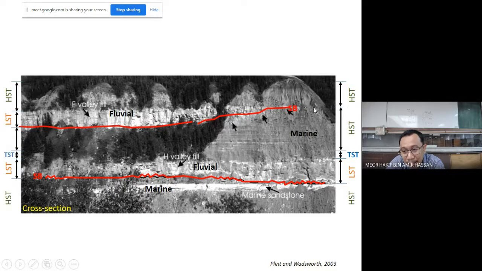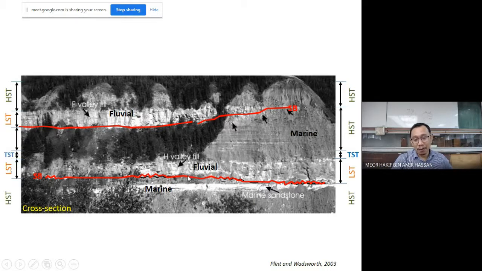It's hard to identify the sequence boundary here. Okay? So this is another LST. There's going to be a thin TST in the middle, and then another HST at the top, and the cycle continues. So that is a single sequence. That is how it's going to look in outcrop. So here is quite a clear pattern because the outcrop is very wide. Right. This is going to be several hundreds of meters wide, so clearer to see.